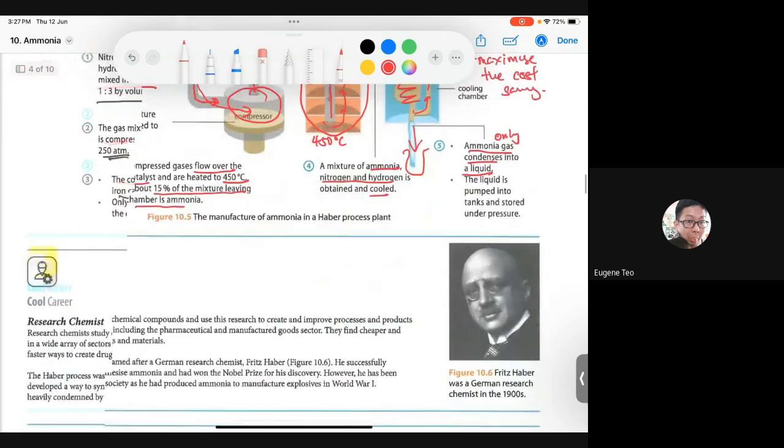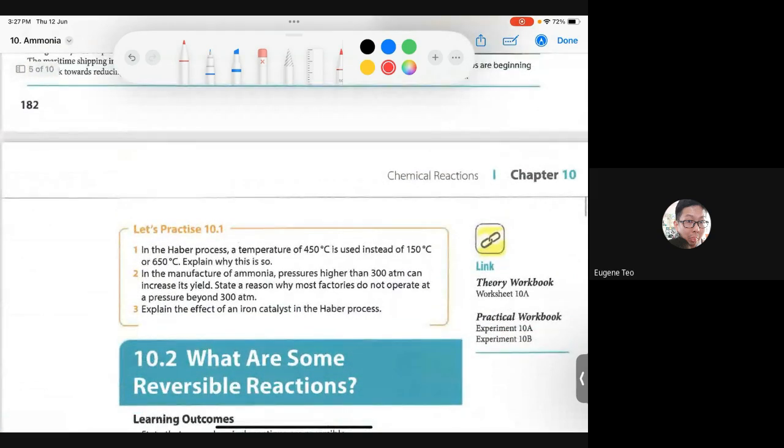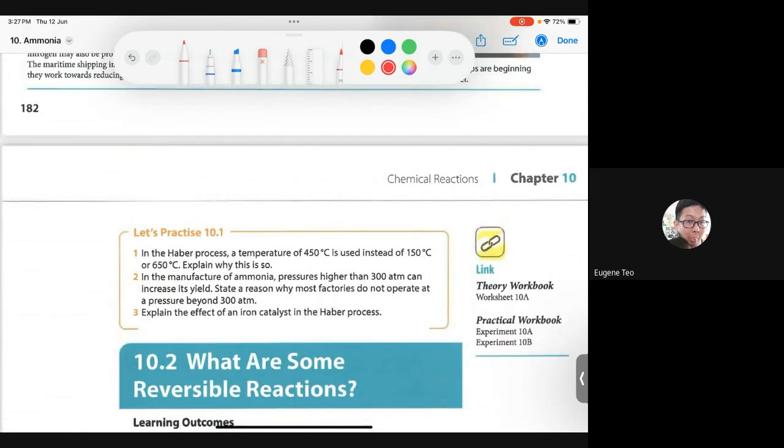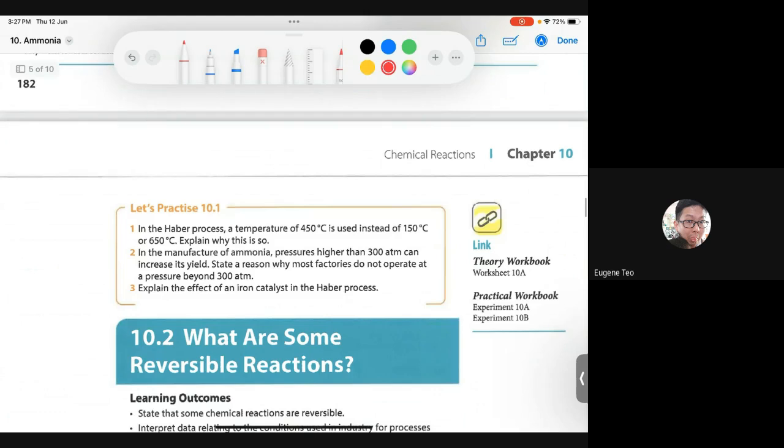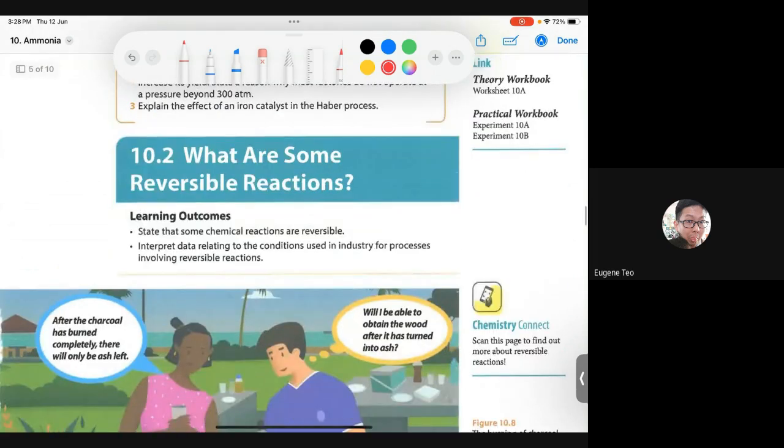Okay, let's go. So actually, we are done with the Haber process already. That's the production of ammonia. These are some practice questions, which I think are quite good because they highlight the conditions that you need to know how to explain. So this one you can do as homework. You can send it to me when you're done, and I'll check your answer. Okay, this is the last part, which is some of the reversible reactions.